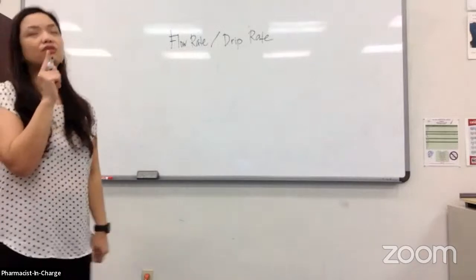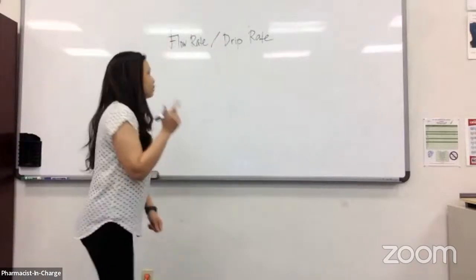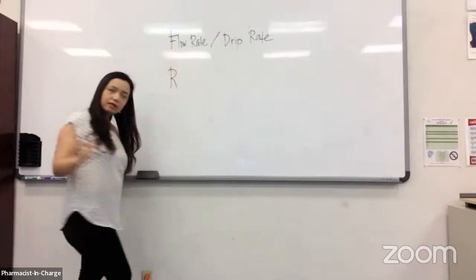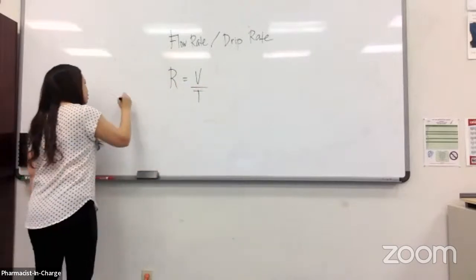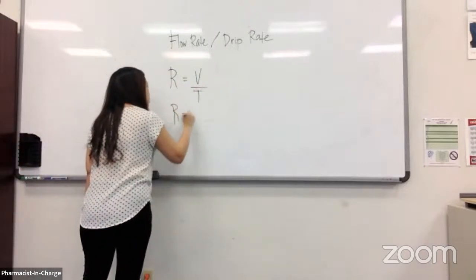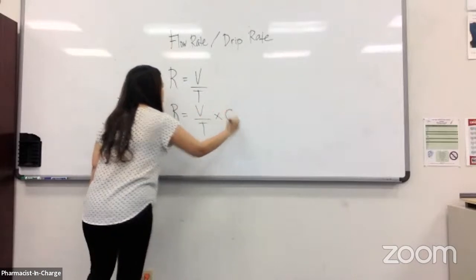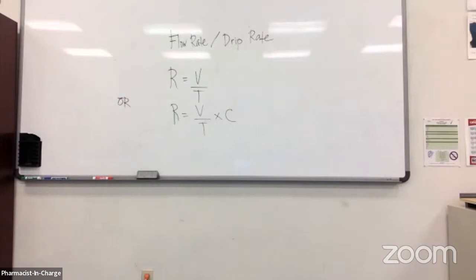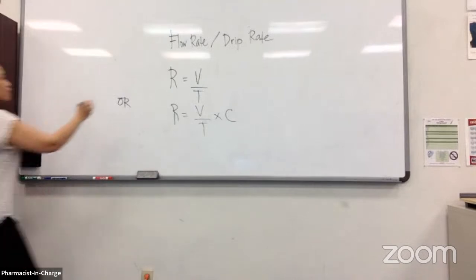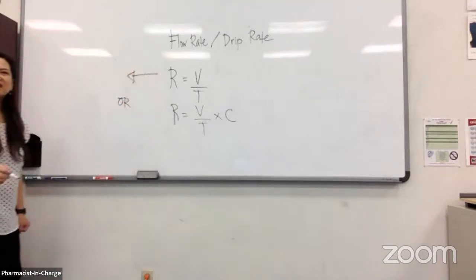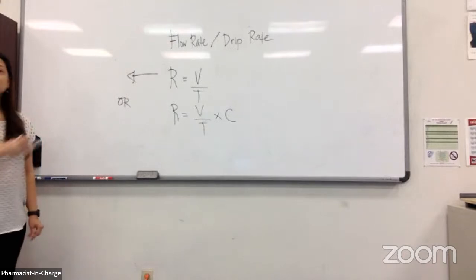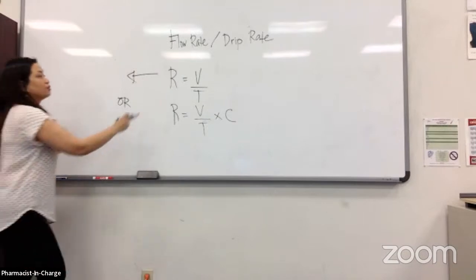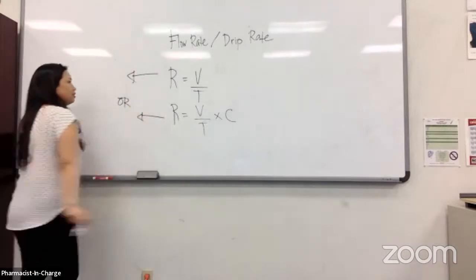There's a formula that you need to remember when we're talking about flow rate. Rate is R, R equals V over T, or it can be R equals V over T times C. Either one. I'll tell you what they mean. R stands for rate. When you say rate, that's speed. How fast? Think about a faucet. There's a flow there, right?